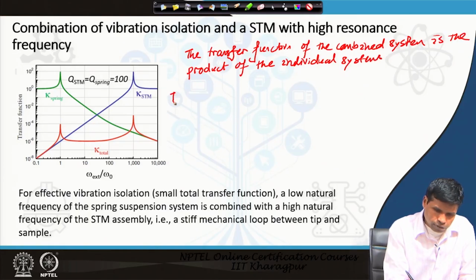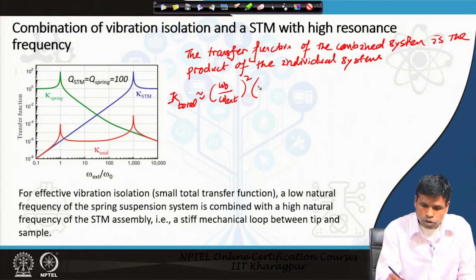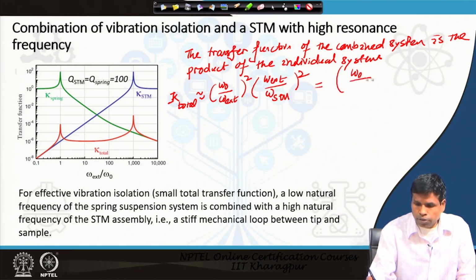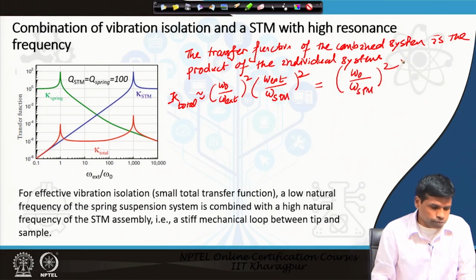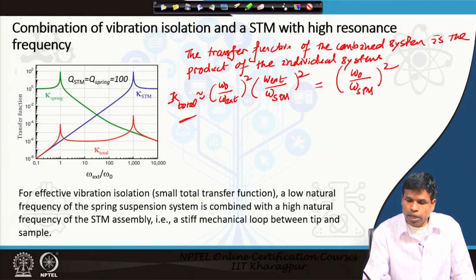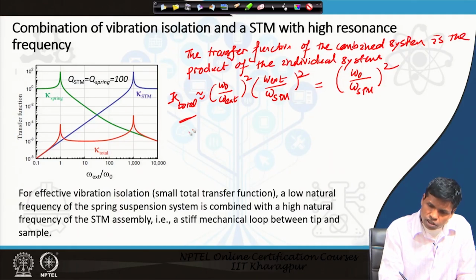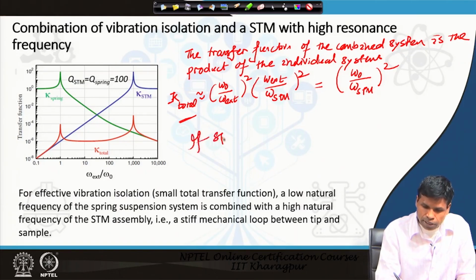So, K total, that is kappa total, is omega naught over omega ext to the power square, and for the STM system we have omega ext divided by omega STM to the square, which is nothing but omega naught divided by omega STM to the square. So, now we see that for a smaller transfer function, we need to have a higher omega STM and a smaller omega naught.